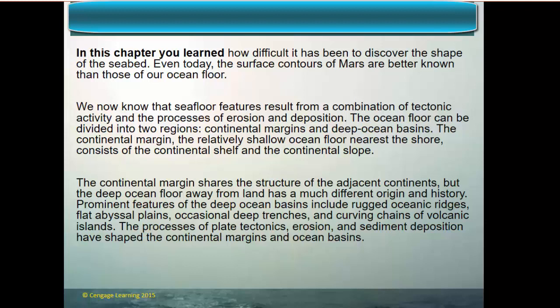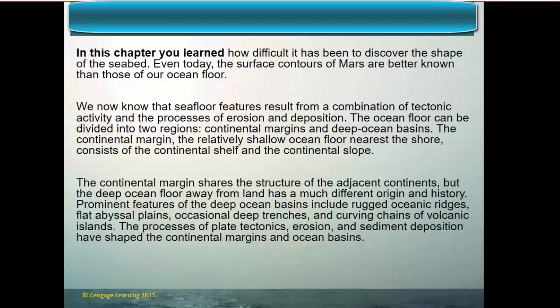But even today, it's thought that we know more about the contours of Mars than the contours of our own ocean floor. So we know that the seafloor features result from a combination of tectonic activities and the process of erosion and deposition. So think about that. A lot of what we talked about was a function of plate tectonics creating trenches and ridges. But the reason why the continental shelf or the continental rise exists is because of erosion from the continent and the deposition of that sediment on the ocean floor.